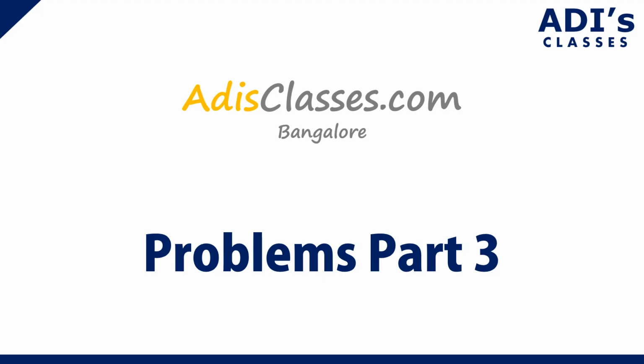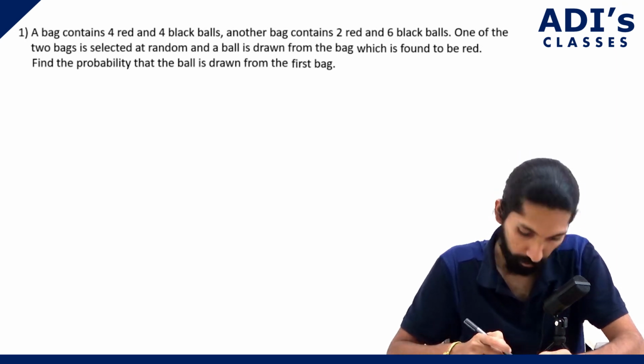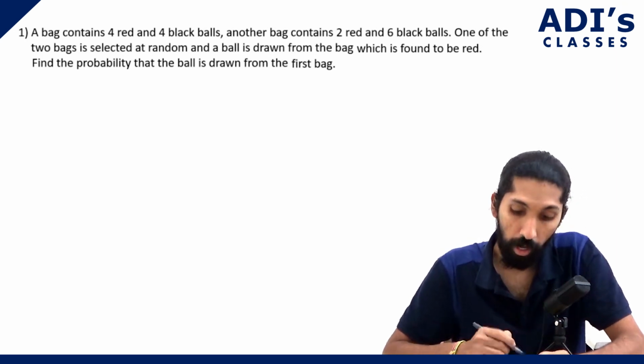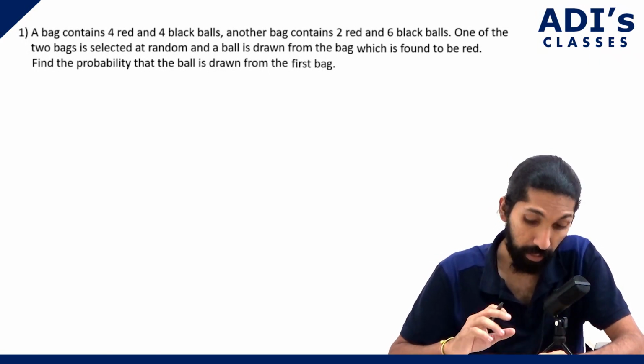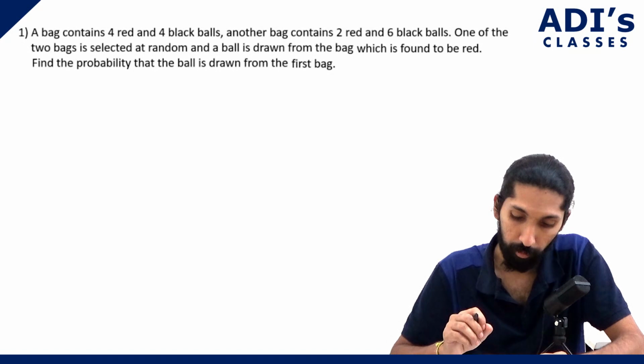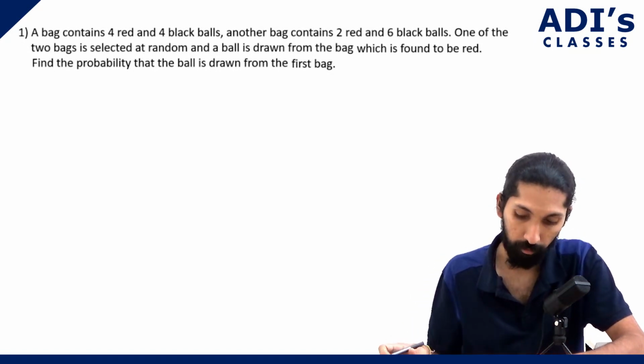Let's solve problems on Bayes' theorem now. Look at the first one. A bag contains 4 red and 4 black balls. Another bag contains 2 red and 6 black balls. One of the two bags is selected at random and a ball is drawn from the bag, which is found to be red. Find the probability that the ball is drawn from the first bag.